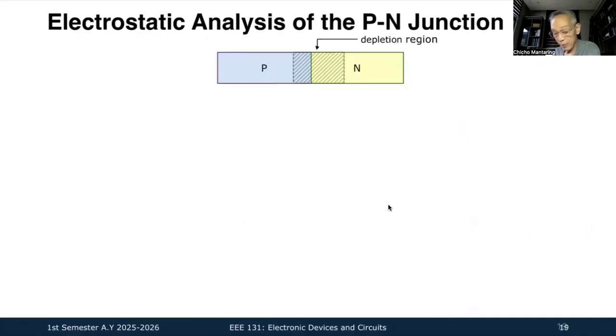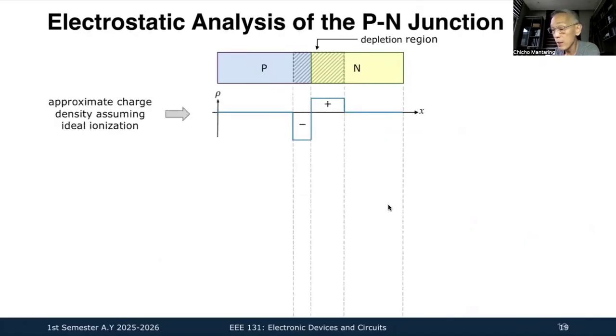So let's apply the principles of electrostatics, which we earlier discussed. This is going to be your approximate charge density profile. We are assuming here ideal ionization. So again, we assume a step junction. We assume ideal ionization. So this is going to be negatively charged kasi inalisan ng holes dito, and this is going to be positively charged kasi umalis yung mga electrons dito.